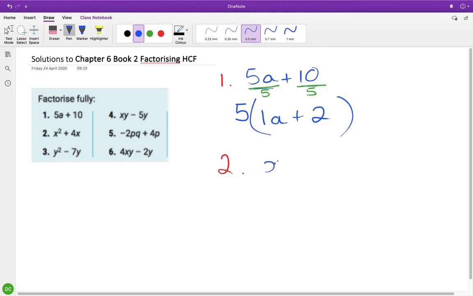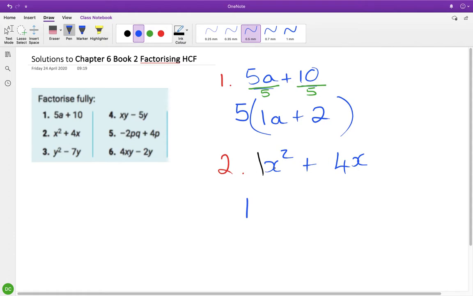Second one is x squared plus 4x. So there's a 1 here in front. So is there something common to 1 and 4? Yeah, it's 1. 1 doesn't really count because it doesn't make a difference, but you can write it down if you want. And if you don't want to write it down, that's fine too. Is there a letter that's common to both?